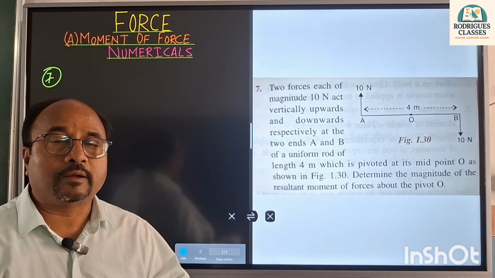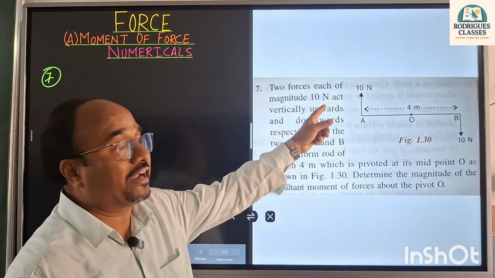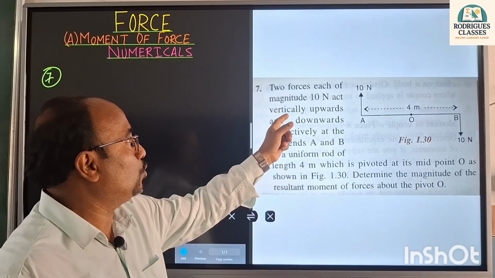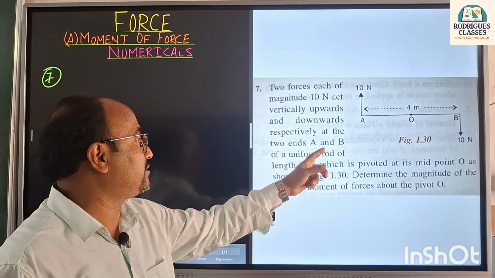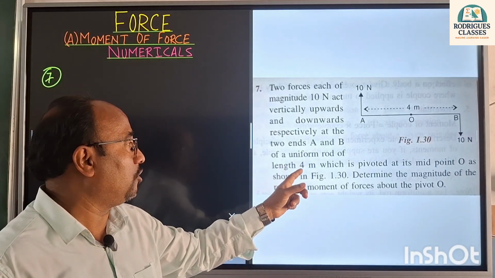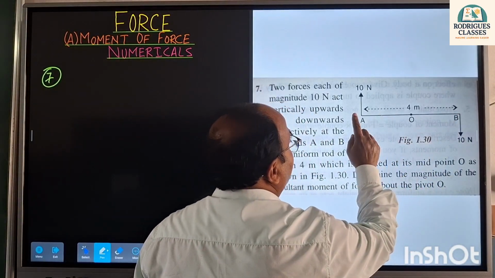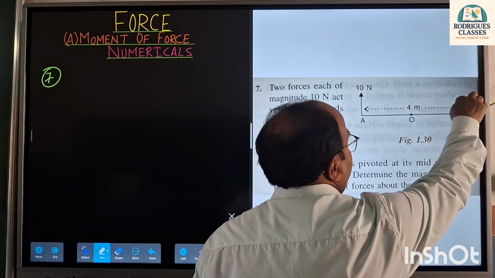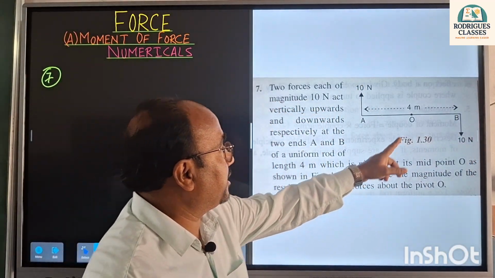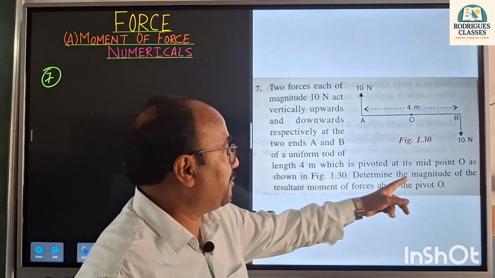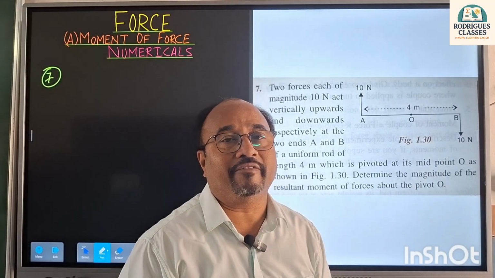Okay. Let us come to numerical number 7, which says two forces each of magnitude 10 Newton act vertically upwards and downwards respectively at the points A and B of a uniform rod of length 4 meter. So you have a rod here of 4 meter, one 10 Newton acting upward, another 10 Newton acting downward. Okay. And the pivoted point is point O. Determine the magnitude of the resultant moment of forces about the pivot point O.